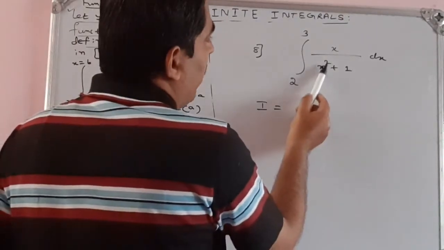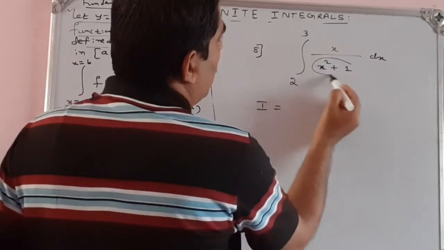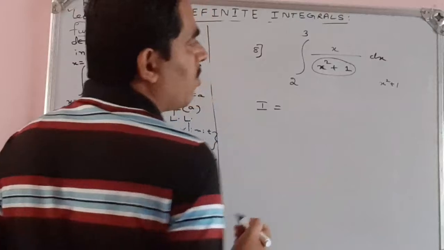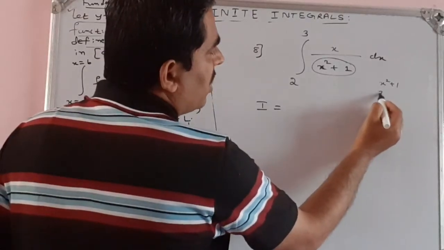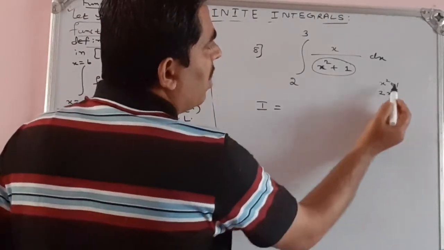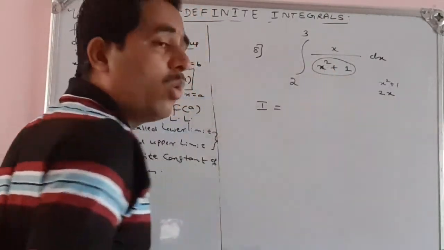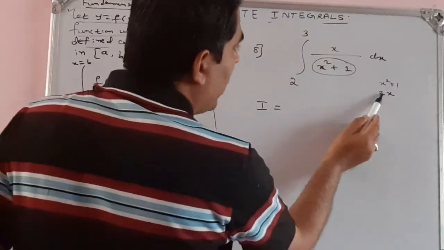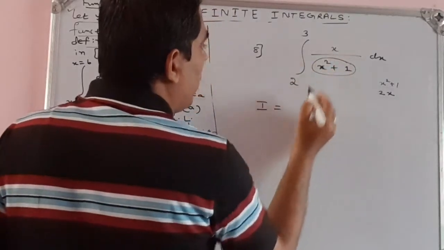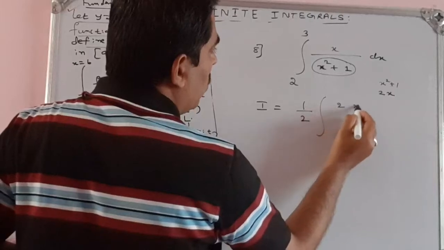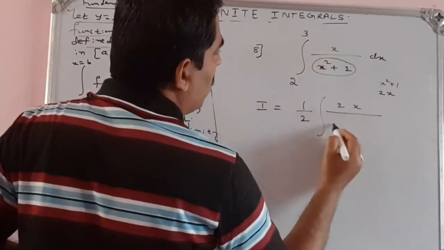See, in the denominator I have x square plus 1. If I differentiate this, the derivative of x square is 2x, plus the derivative of 1, which is 0. So that is 2x only. In the numerator I have only x. I need 2, so I can multiply and divide by 2. I will write 1 by 2 in front and another 2 with x.